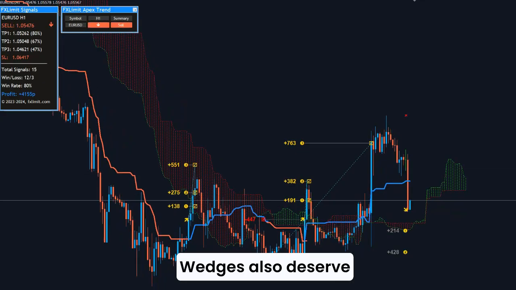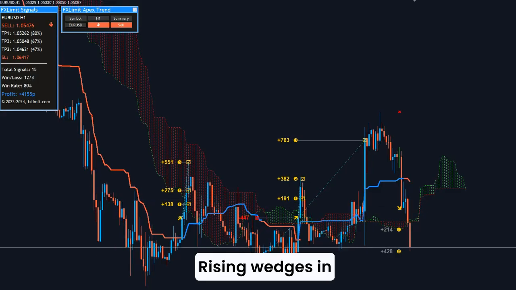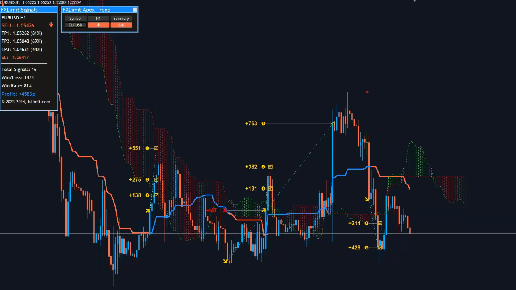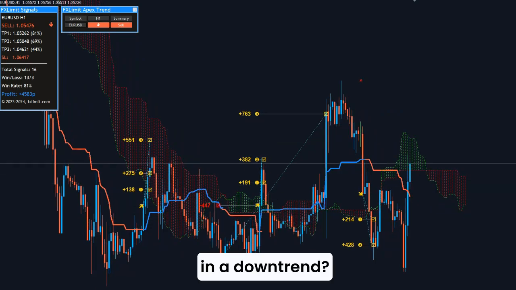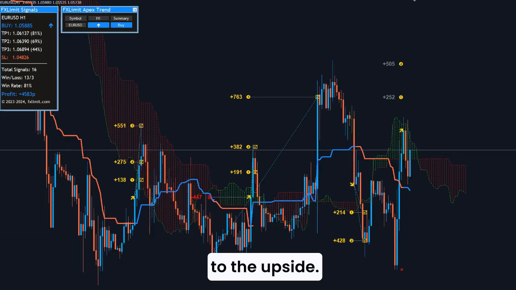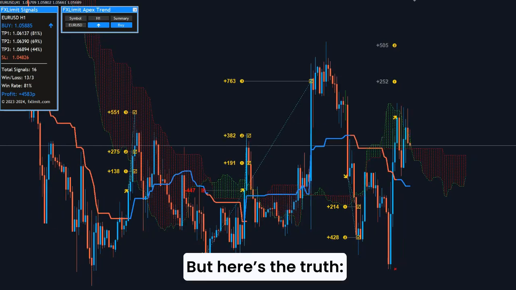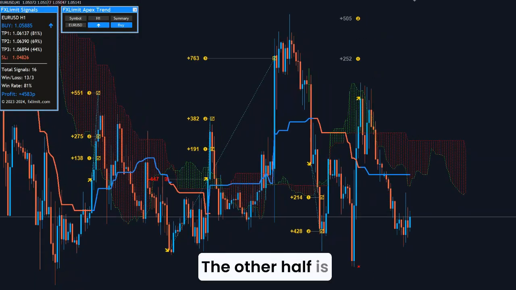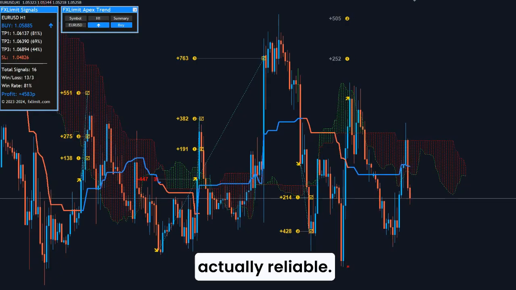Wedges also deserve your attention. Rising wedges in an uptrend often suggest a reversal down is near. Falling wedges in a downtrend, they usually point to a breakout to the upside. But here's the truth. Recognizing these patterns is only half the battle. The other half is knowing when they're actually reliable.